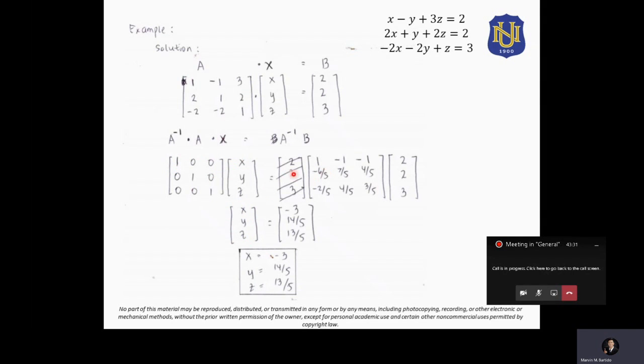Now, solving for the product naman nung A raised to negative 1 at saka yung B, ito yon. So this will give you negative 3, 14 over 5, and 13 over 5. Now, these values will be the values of x, y, and z. So x is equal to negative 3, y is equal to 14/5, z is equal to 13/5. So ganun lang siya kasimple.